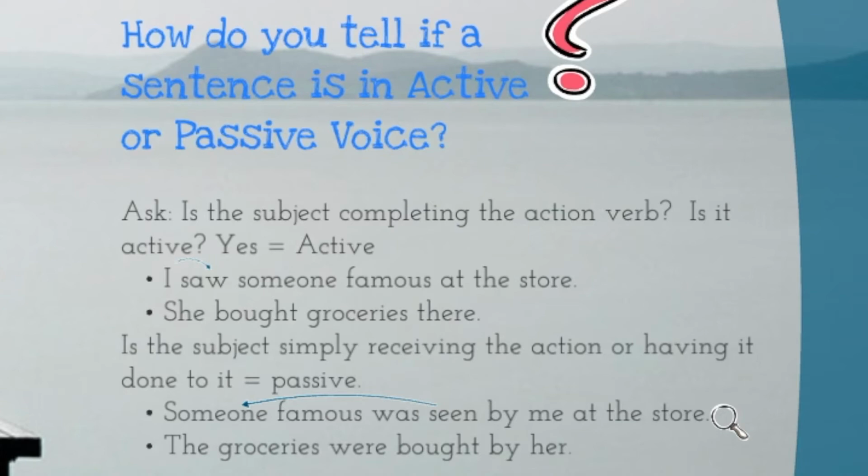Here's another example. The groceries were bought by her. Here the subject is the groceries. The verb were bought. Are the groceries buying something, or are they being bought? Here they're receiving the action. The action is being done to them. So this is an example of a passive voice sentence.